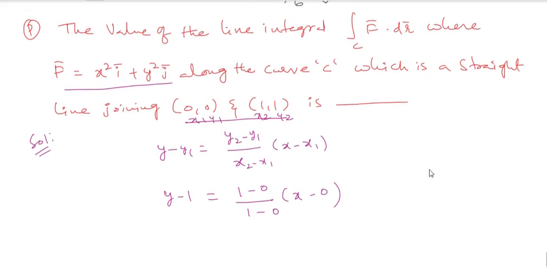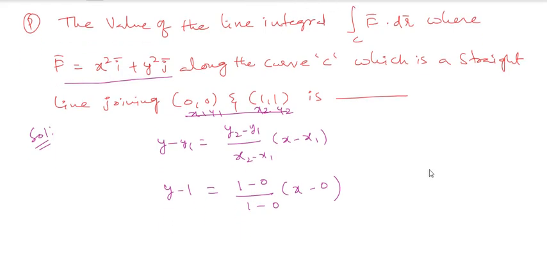So you will have it as, sorry, I think y minus y1, and y1 is 0. If you solve it, you will have y equal to x. From that, dy is equal to dx.